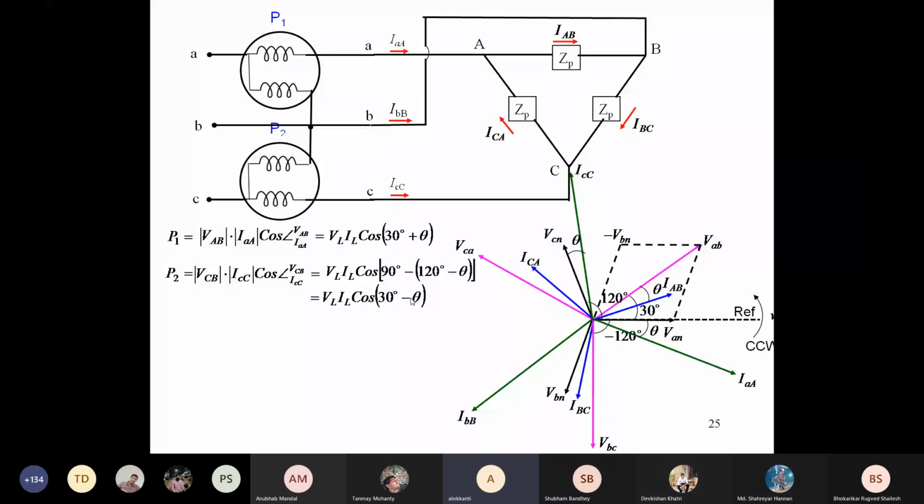So these P1 and P2 will be the readings. These are the meter readings. The two wattmeters are basically measuring the values P1 and P2. So if you do P1 by P2, you get this. So suppose you have a 3-phase load, and you have connected this wattmeter.